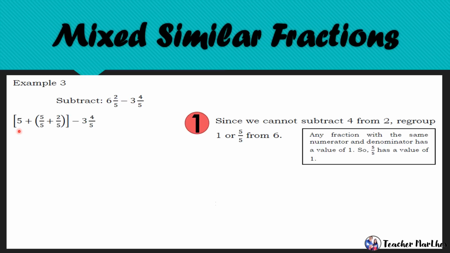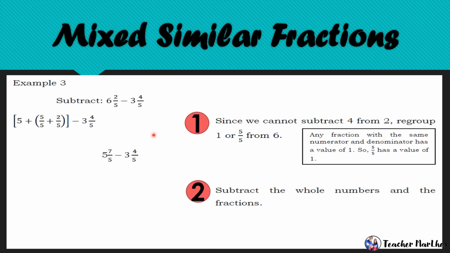So, ito na yung binarrow natin kasi ang 5/5 is equivalent to 1. Ito yung hiniram natin sa 6. Kaya yung 6 kanina ay naging 5 na lang. So, idadagdag natin siya sa 2/5. So, ang sagot natin ay from 6 and 2/5 magiging siyang 5 and 7/5. Naging 7 kasi 5 plus 2. So, itong fraction na to, pwede na natin siyang isubtract.